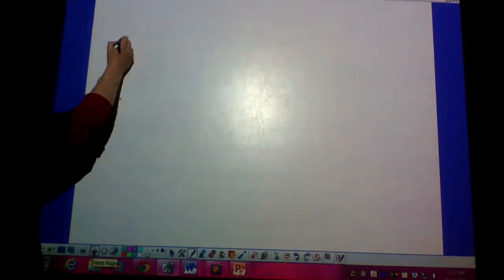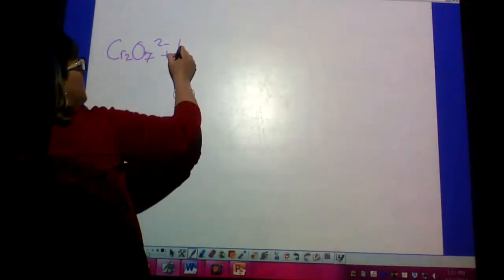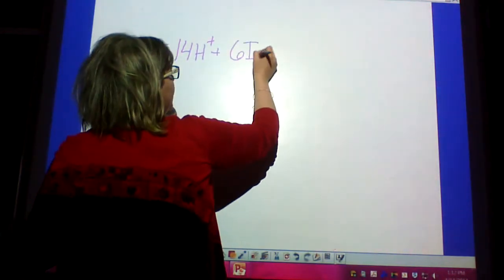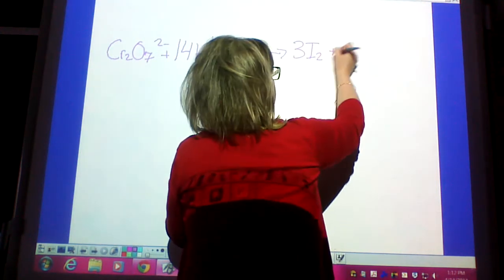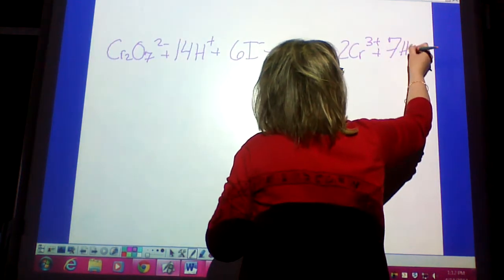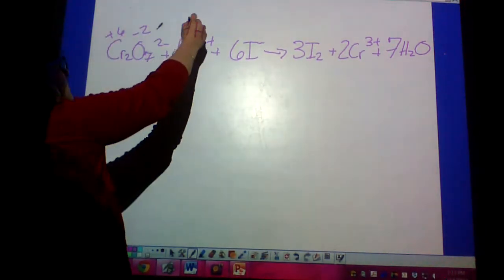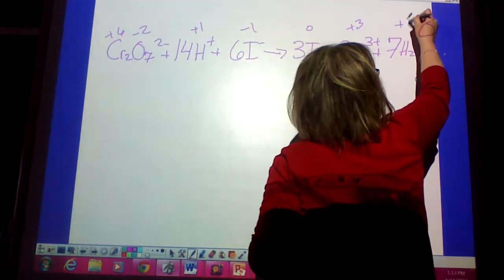In the first one we have dichromate ion plus hydrogen ion plus iodide ion is going to make iodine gas plus 2 chromium ions plus 7 water molecules. So this is what we were given. First of all, we know that we're going to have to go through and break apart everything into its oxidation numbers. So 6, 2, 1, 1, 0, 3, 1, 2.